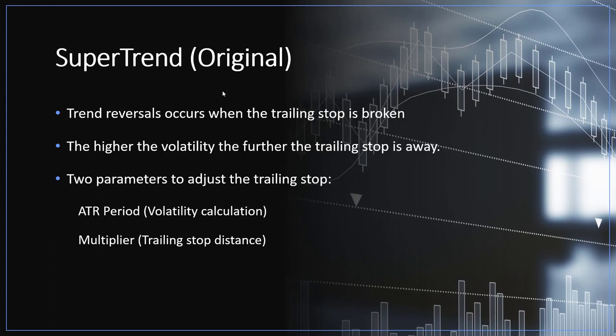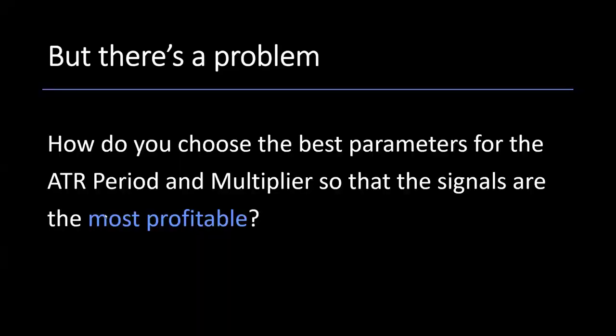Now, this is the original SuperTrend, and it has these two parameters, but there's still one problem with it. And the problem is, how do we know what are the best settings for this ATR period parameter and for this multiplier parameter? Because these are different from symbol to symbol. These are different from time frame to time frame. So how do we know what are the best settings?